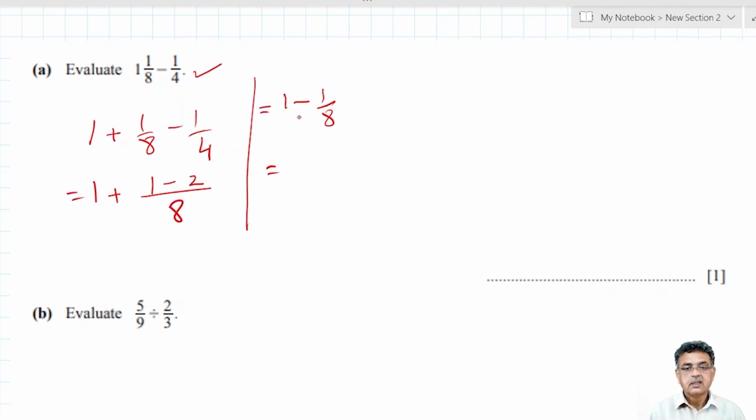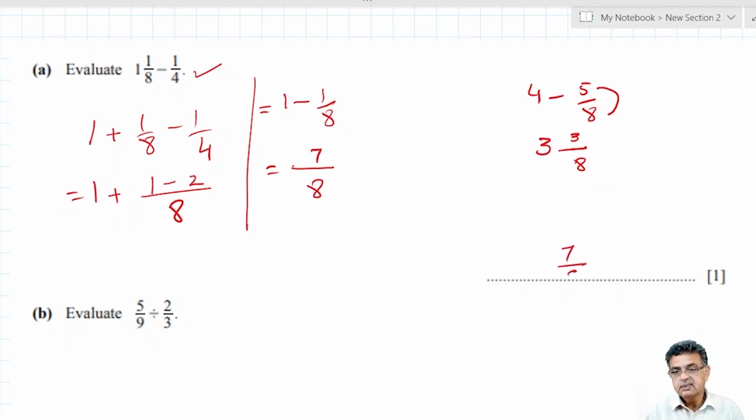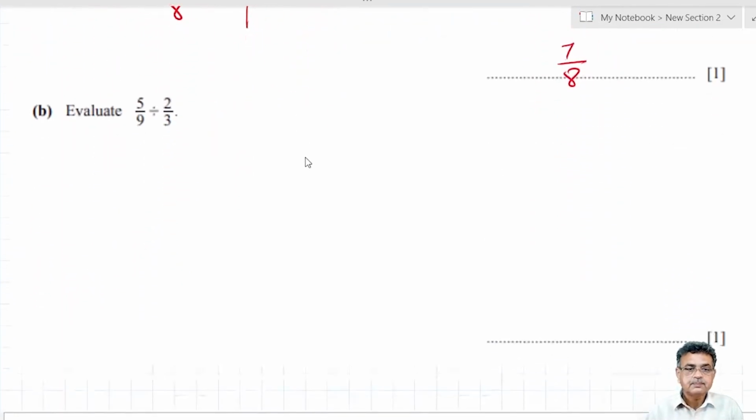Okay, now this is another technique I had told, that if it is like 4 minus 5 over 8, then reduce this number by 1 and write the difference of these two upwards. So this will be the simplified answer of this expression. In the same way, if we reduce 1 by 1, that will be 0. No need to write 0. And the difference of these two, 7, will be upwards. So the answer is 7 over 8.